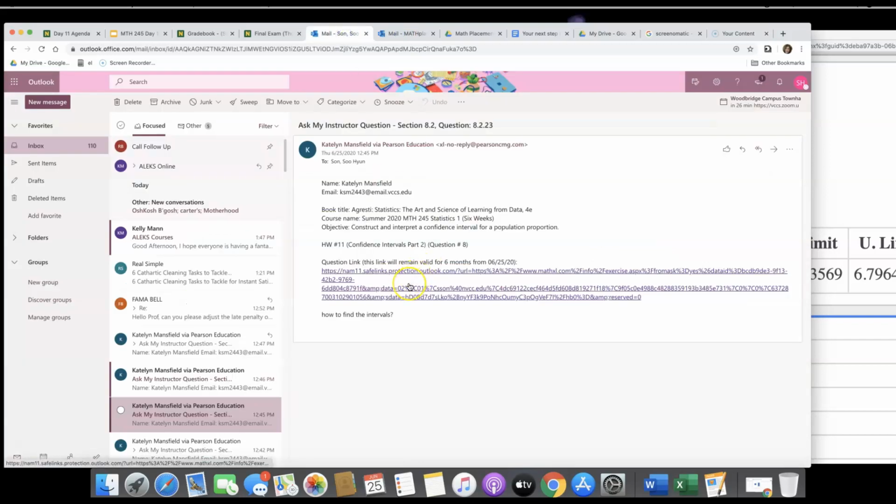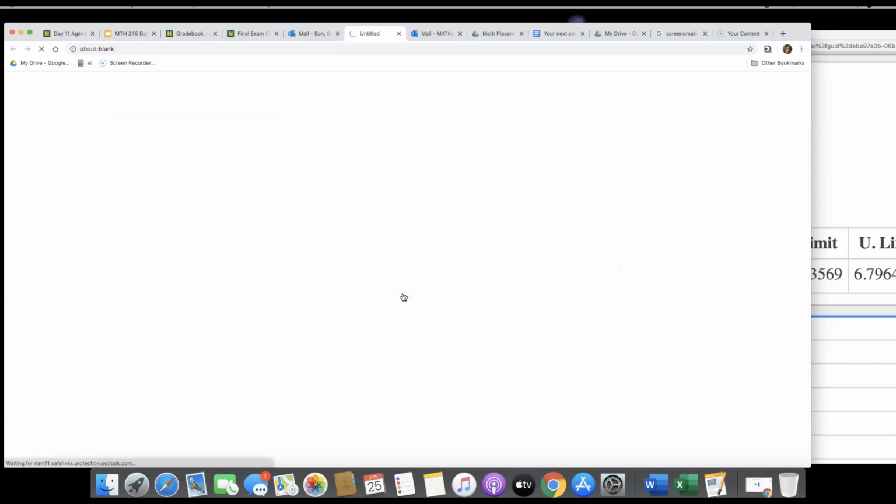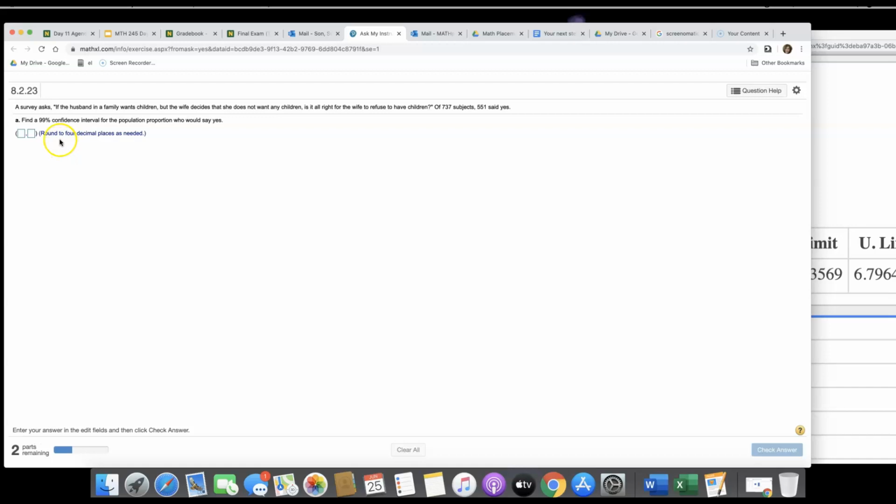Alrighty, the next one is from homework number 11, confidence interval part 2, question number 8. Alright, let's take a look. A survey asked if the husband in a family wants children, but the wife decides that she does not want any children. Is it all right for the wife to refuse to have children? What a question, huh? Alright, so they said of 737 subjects, 551 of them said yes.